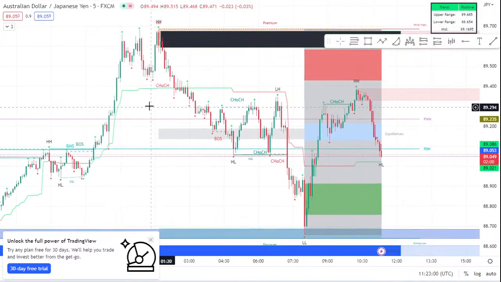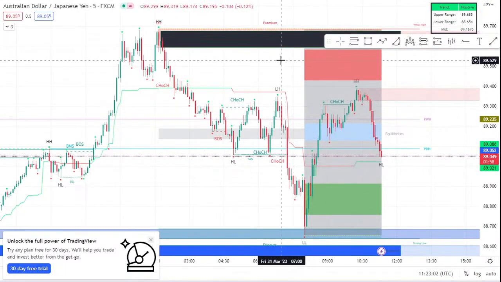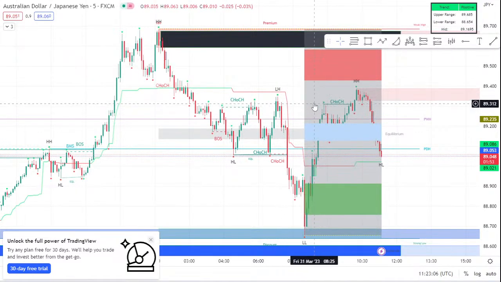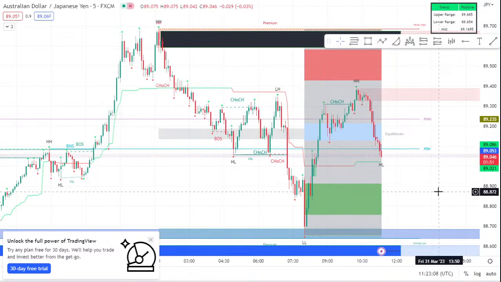Okay, so this is an indicator. It's a smart money concept indicator. And here are the few things that I learned when trying to use the indicators. I've learned this for a long time.